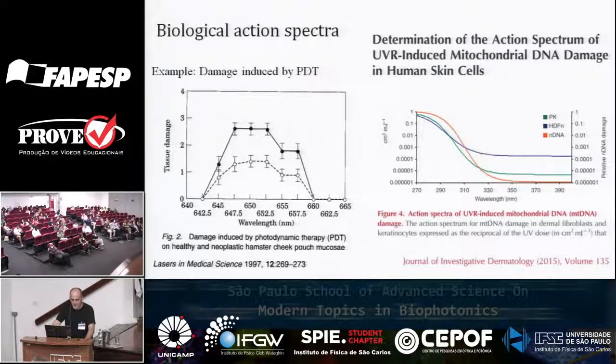If you produce some damage in photodynamic therapy, you know that if you change your wavelength, you can have a different effect. So here, this reference measured the tissue damage as you change your wavelength over a small range of wavelength. You see here, at 650, you have a higher tissue damage, and 10 nanometers above or below this value, you have a lower action, lower effect.